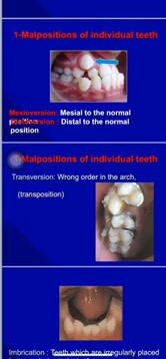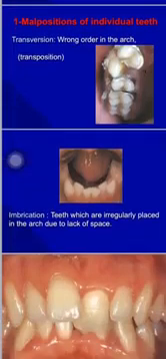Malposition of individual teeth, here in the upper right canine: mesioversion, mesial to the normal position, and distoversion, distal to the normal position. The position or location of the malposed tooth can be infraversion, supraversion, mesioversion, distoversion, buccoversion or linguoversion. This summarizes all the conditions we see in this lecture on malposition of the individual teeth.